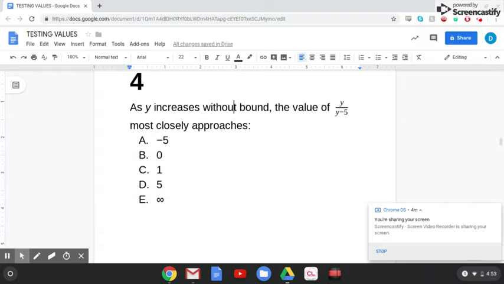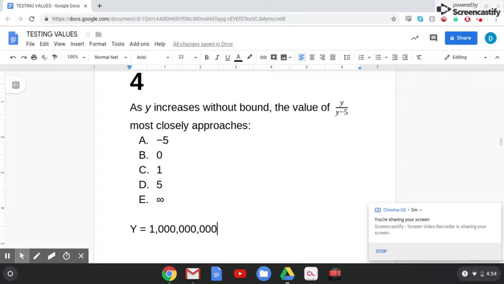Number 4, as y increases without bound, the value of y over y minus 5 most closely approaches. So let's pick a value for y here, and let's just say y is equal to... now it says as y increases without bound. So that means that y increases as high as you can go. So let's just try a billion, I think. I don't know. It doesn't matter. Let's plug it into our calculator.